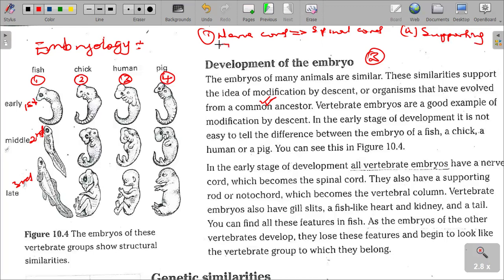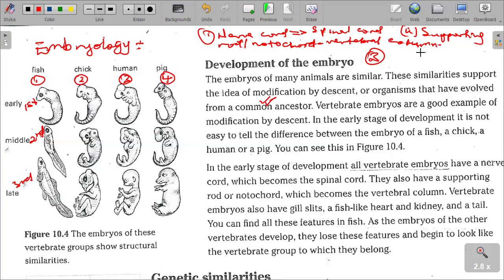They all have a supporting rod, or we can call that a notochord. So what we are saying is that this also becomes a vertebral column, which becomes the vertebral column.